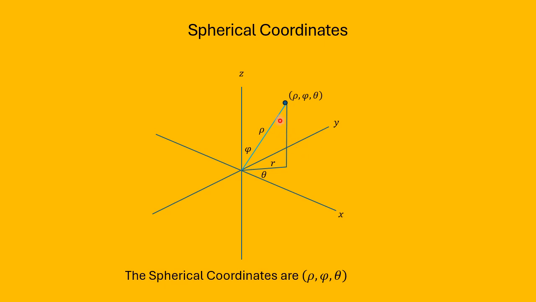What about theta? If we drop a perpendicular from this point down to the xy plane and then draw what we'll call a radius vector here, r, then theta is the angle between the positive x-axis and this line having length r. So theta basically is the same as the theta that you saw earlier in polar coordinates. So putting those three things together, rho is this distance, phi is this angle, and theta is this angle.